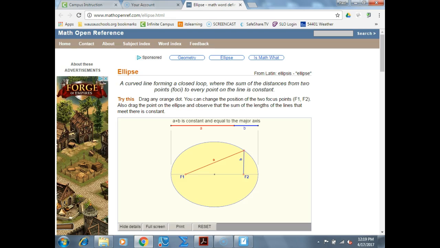Yes, ma'am? Do we need graph paper today or no? I don't think so. I don't remember. We might need one. Okay.